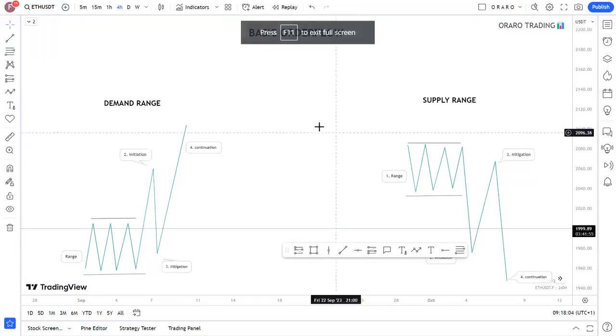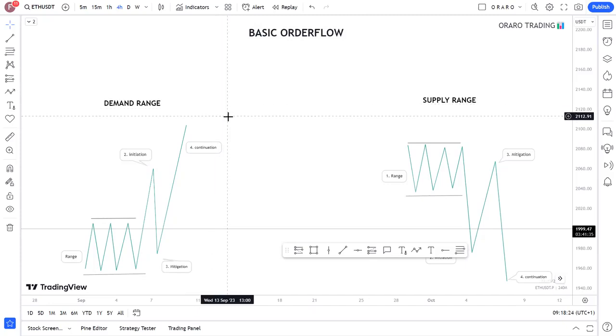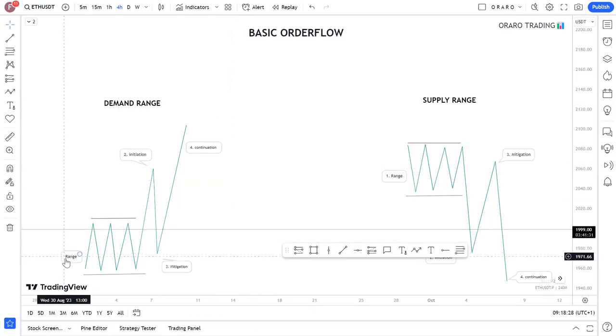Today, we are going to talk about basic order flow. Now, what is order flow? Order flow visualizes the supply and demand range in the market. Market structure does the exact same thing. You understand? Now, look at this diagram very well. What do you see? You see a range.